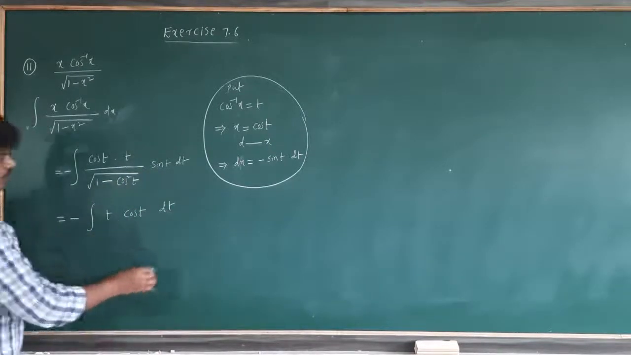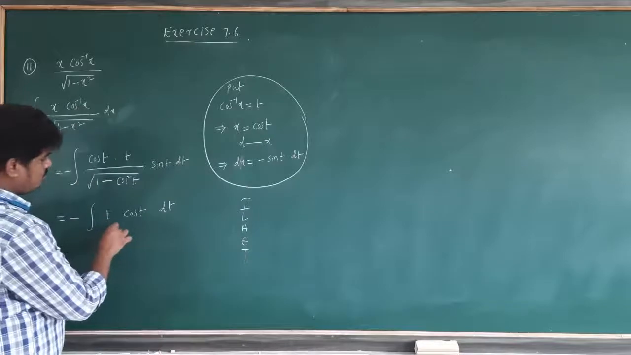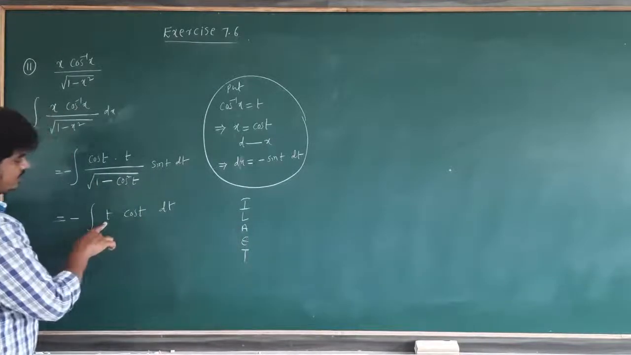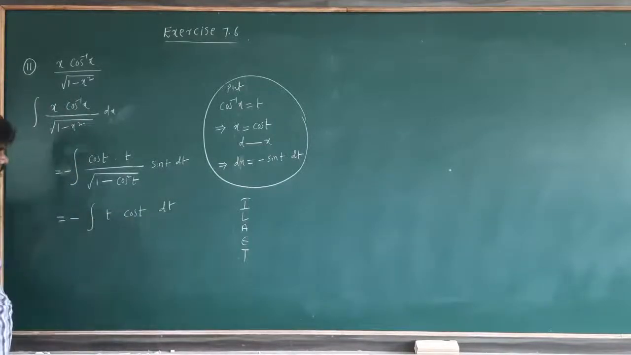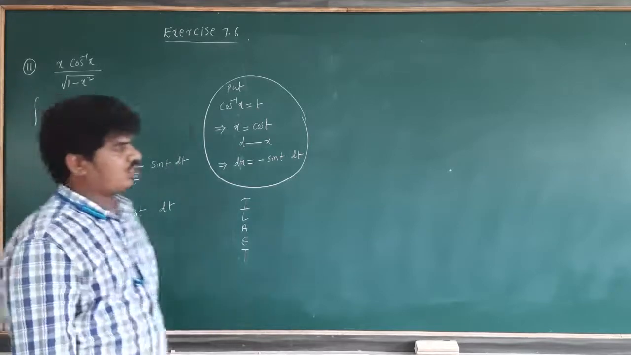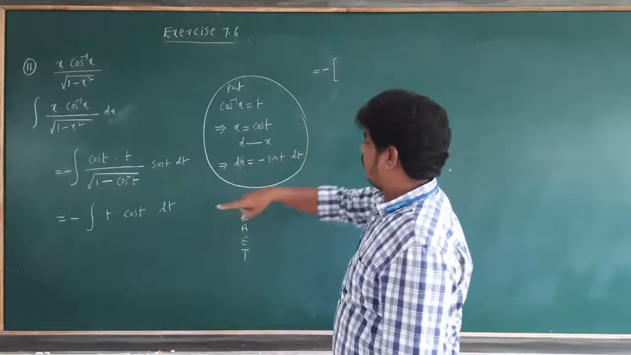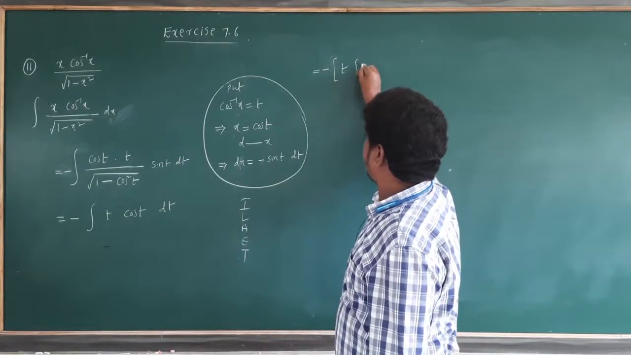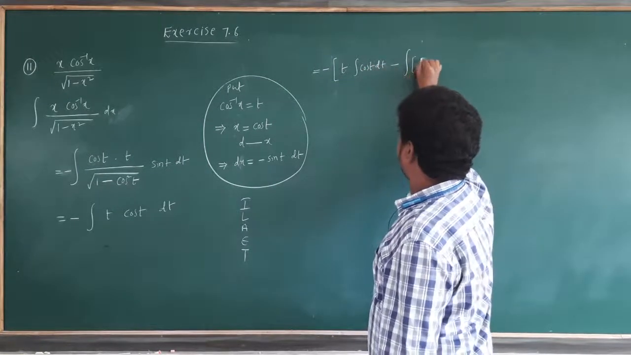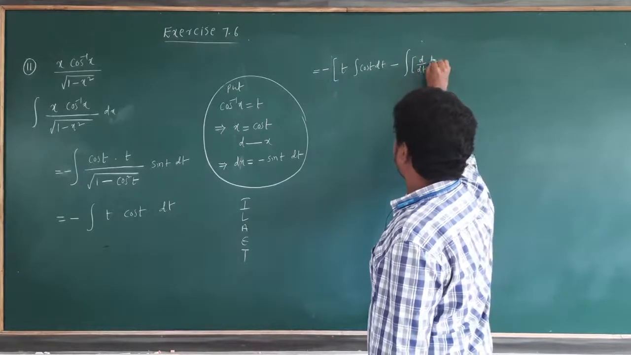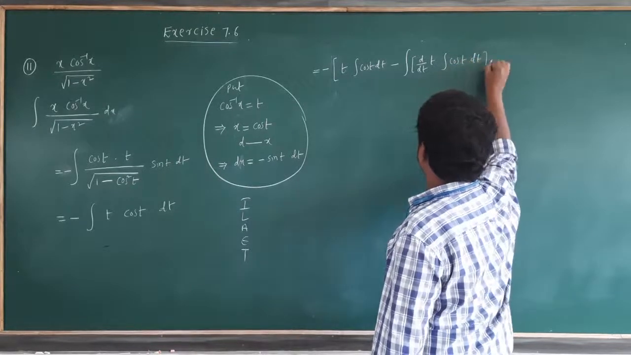Here, according to the order LIATE, this t belongs to algebraic, and cos t belongs to trigonometry. So trigonometry is the last one, so cos t should be the second function. Now we have to use the formula: minus, first function t into integral of the second function cos t dt, minus integral of the derivative of the first function t into integral of the second function cos t dt, whole dt.